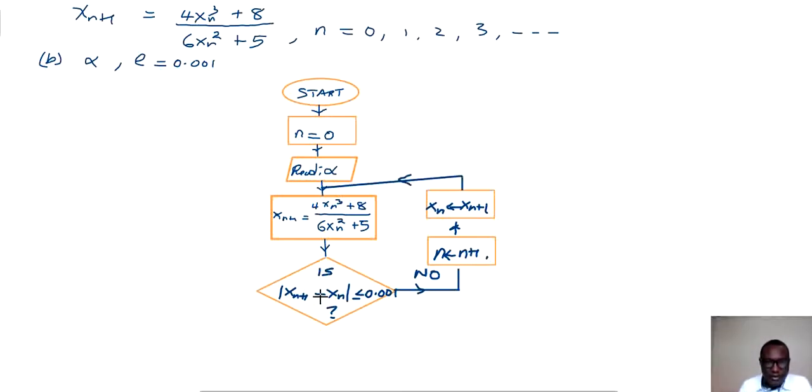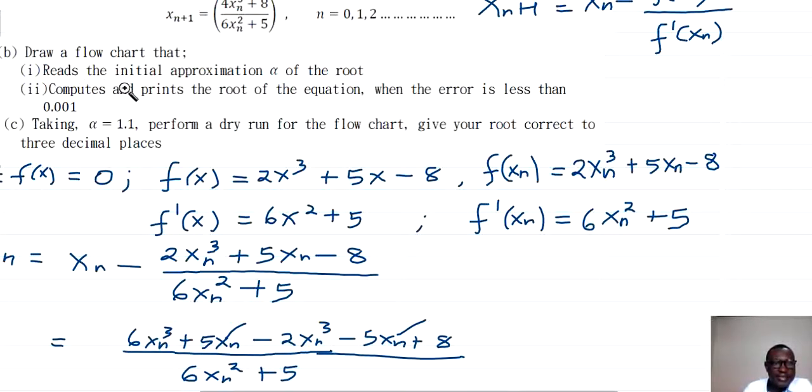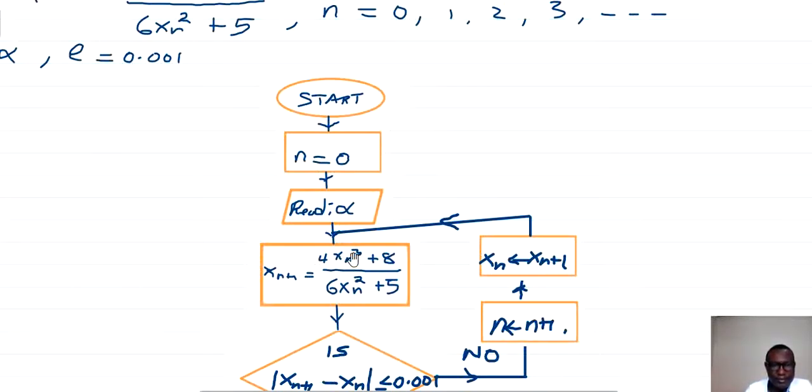How about if we compute the error and we find it less than the standard given error? What shall we do? Let us see what the question tells us. The flowchart reads the initial value alpha of the root. We have seen this. Then this flowchart computes and prints the root of the equation. So it computes the root. We have seen how we can compute the root here.